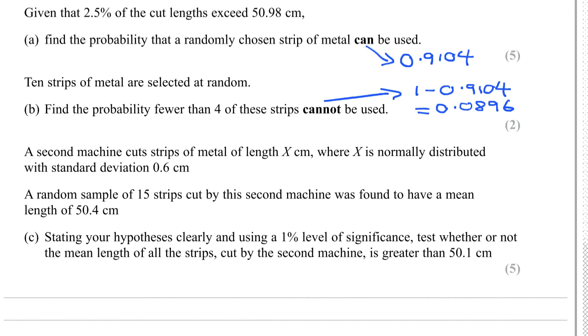Now part B wants us to find the probability that fewer than 4 of these strips cannot be used. Well, in part A, we found out the probability that a strip can be used is 0.9104. So if it cannot be, it's 1 minus that probability. So that comes to 0.0896.